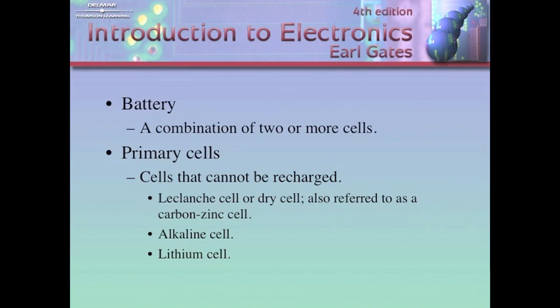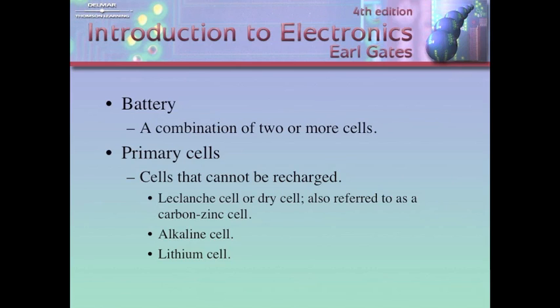Now, a battery is a combination of two or more cells. There are two types of batteries I want you to familiarize yourself with. One is the primary cell, and the other is the secondary cell. Primary cells are disposable cells. They're cells that cannot be recharged.